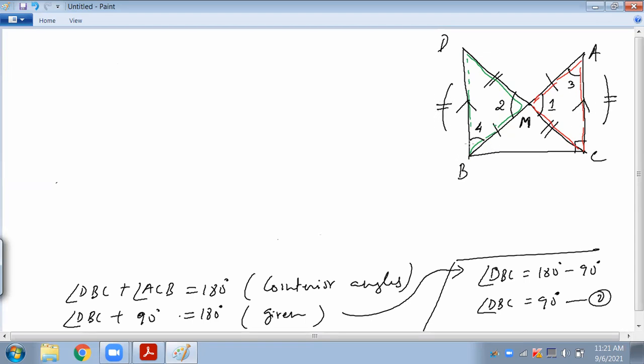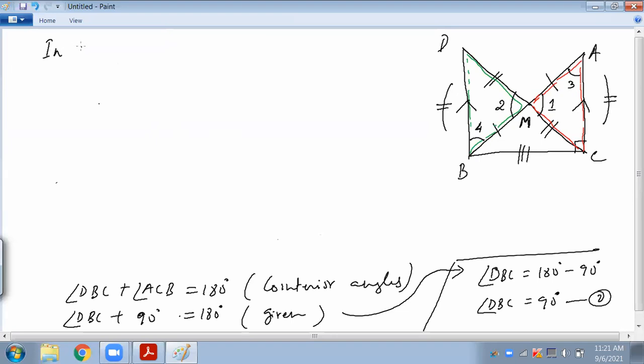Then we have already shown that angle DBC is 90, and angle ACB is 90 because angle C is 90. And BC is a common side for both triangles. So what do we have in these two triangles? DB equal to AC; angle DBC equal to angle ACB, both 90 each; and one side common for both. So we have side-angle-side of one triangle equal to side-angle-side of the other, so the triangles will be congruent.